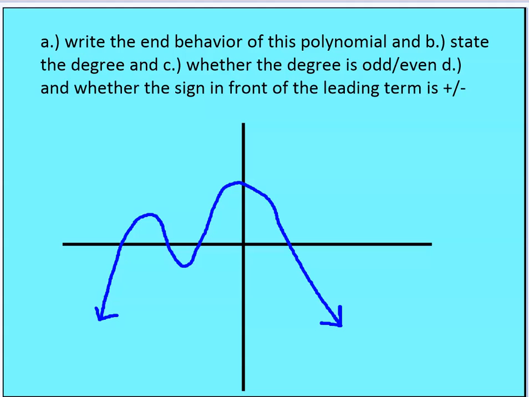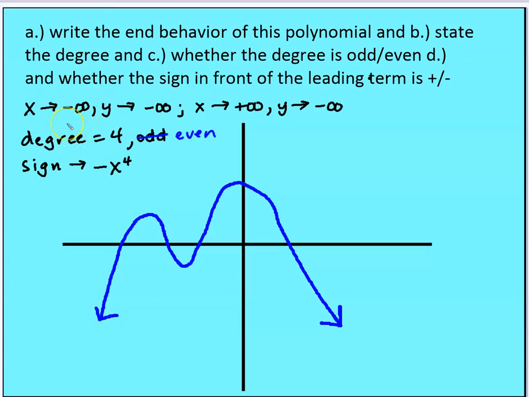All right, thanks for rejoining us, or me. We're still talking about graphing polynomial functions. This was the problem that we went through. So we want to write the end behavior of the polynomial. You want to state the degree, whether the degree is odd or even, and then whether the sign in front of the leading term is plus or minus.